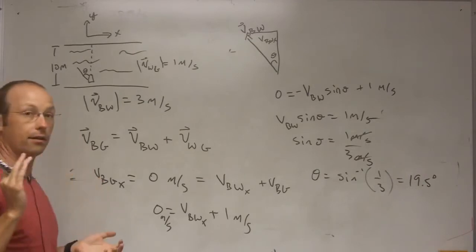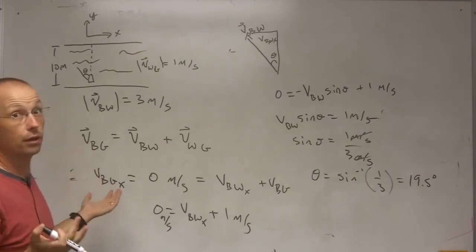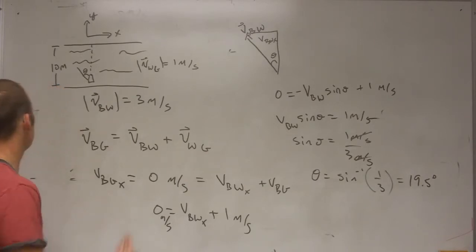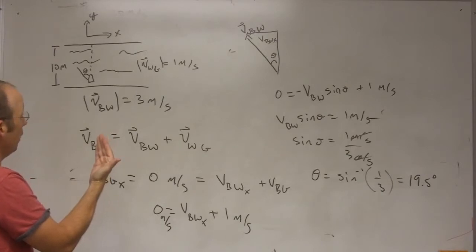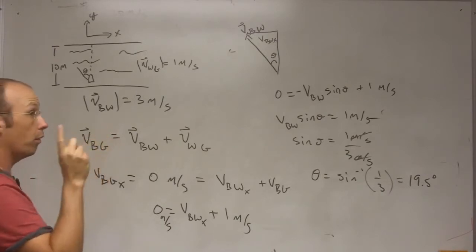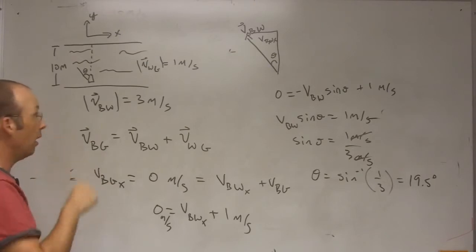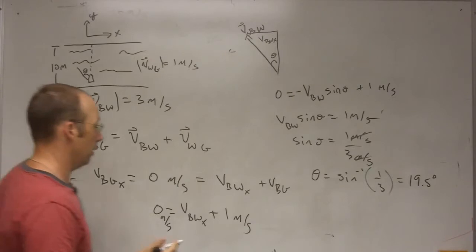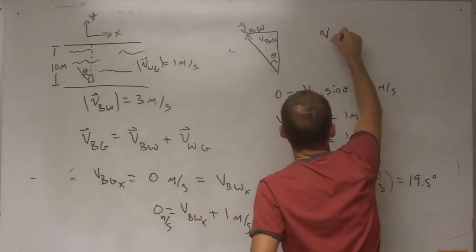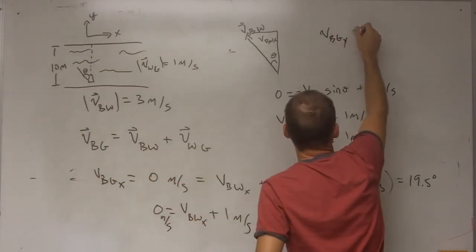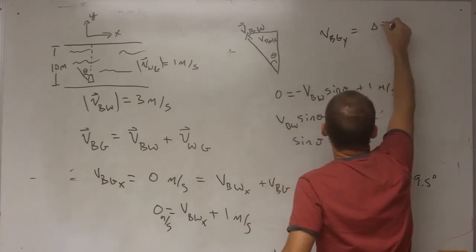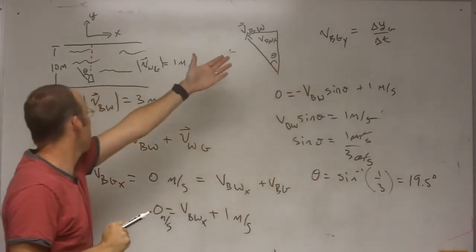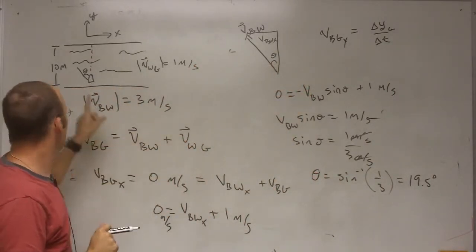Now another common extended part to this is, well, how long does it take you to get across? Okay, so now if I look at the velocity of the boat with respect to the ground in the y direction, then I know the distance in the y direction, I can find it. The velocity of the boat with respect to the ground in the y direction equals delta y ground over delta t. So I know delta y ground is 10 meters, so I can find delta t.